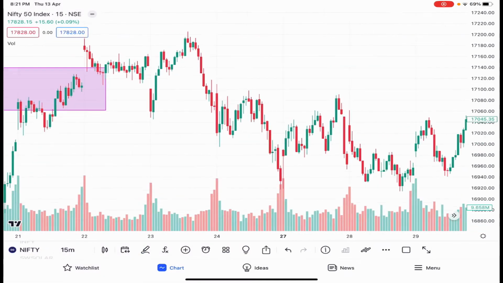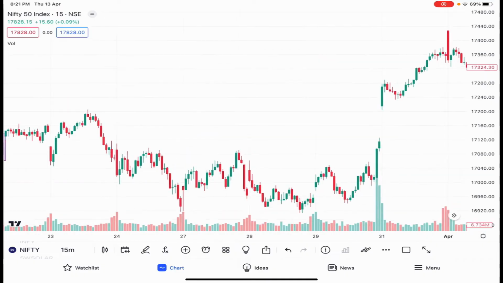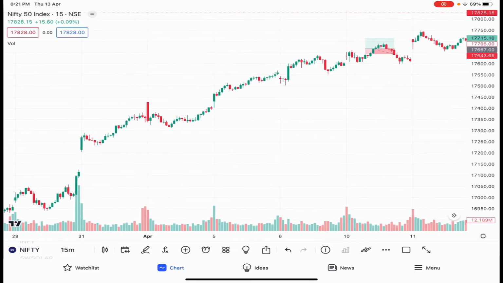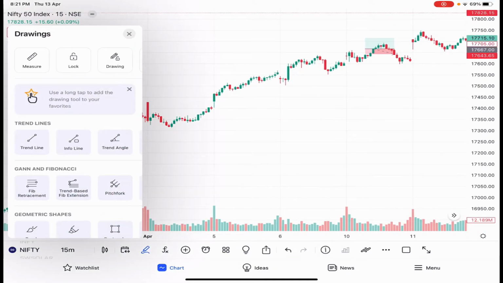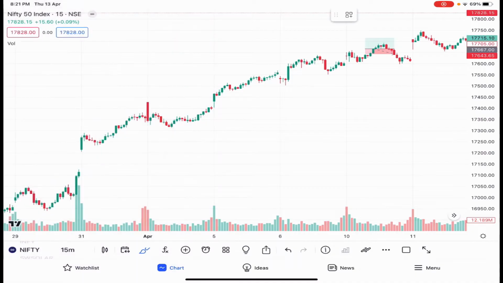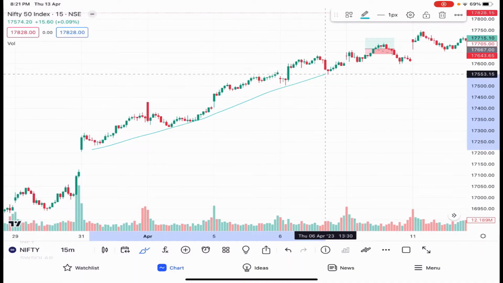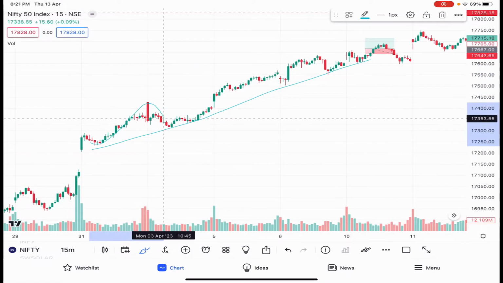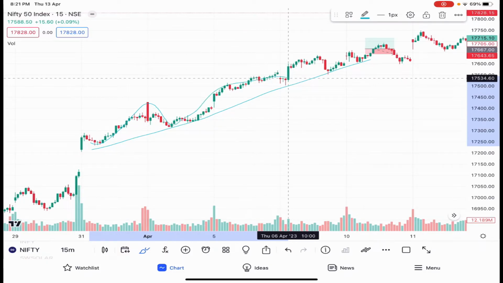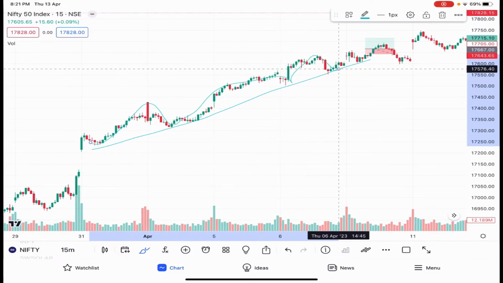Alright. Now let's see a downtrend example too. Again, we see an uptrend over here. So I hope you understood what an uptrend is. Look at this. Higher highs, higher lows. Higher highs, higher lows. So this is my definition of an uptrend.